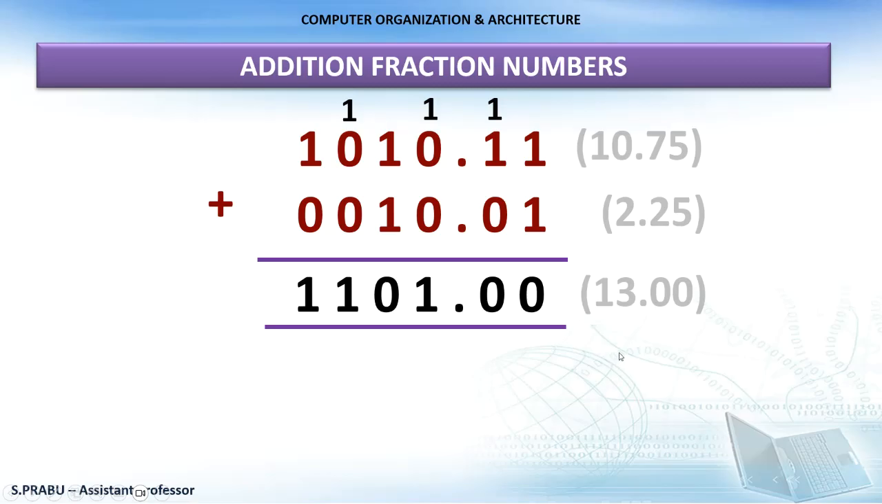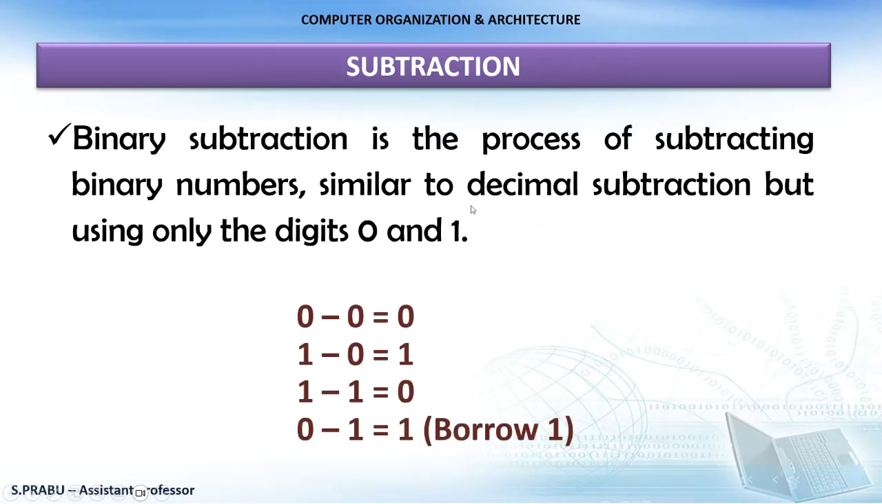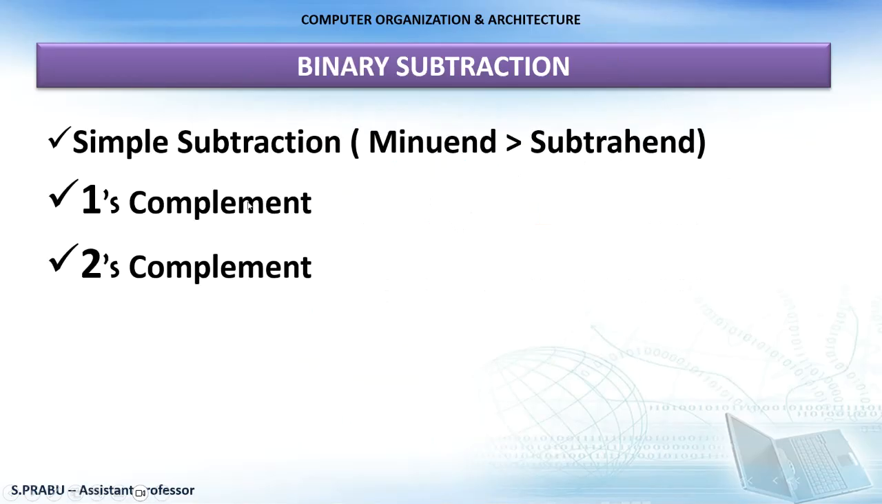Let's move to the subtraction process. Binary subtraction is the process of subtracting two numbers. The two digits are 0 and 1. We can achieve the subtraction in three ways. The first number should be greater than the second number. When this condition is satisfied, you can apply the simple subtraction rules. Otherwise, you can go to the 1's complement method or 2's complement method. First, we see the simple subtraction method.